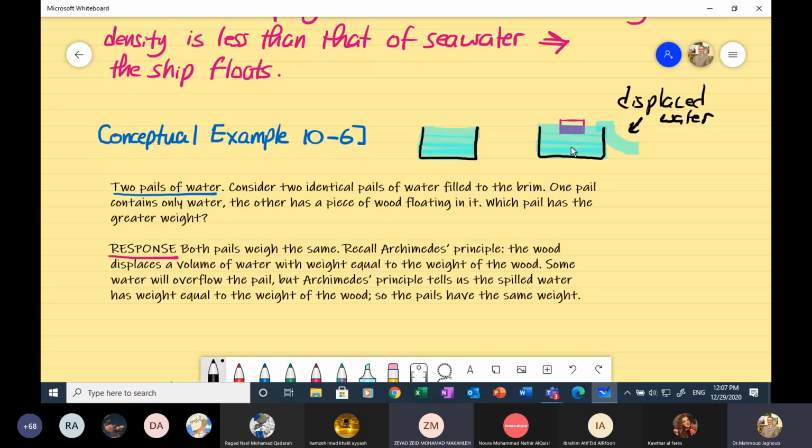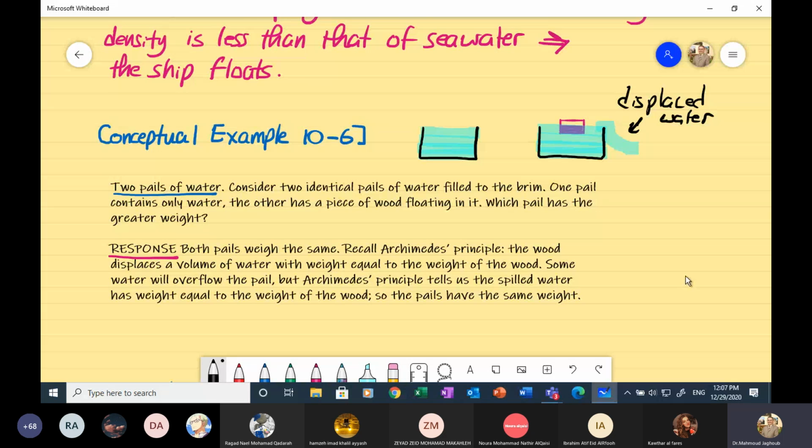That's why it sinks. Then if the weight is greater than the buoyant force, it means the weight of this object is greater than the weight of the displaced water. Right? So which one will weigh heavier, this container or this container, the one with the iron? Okay, I'm glad you asked this question.